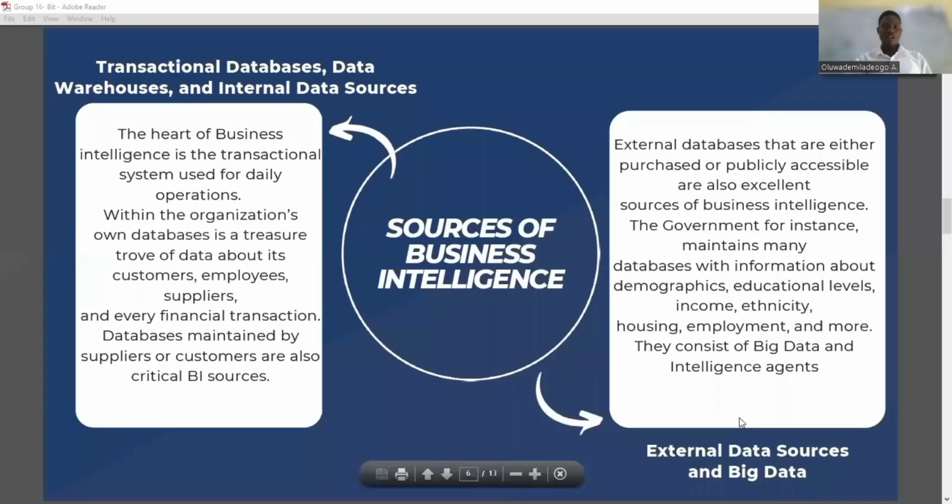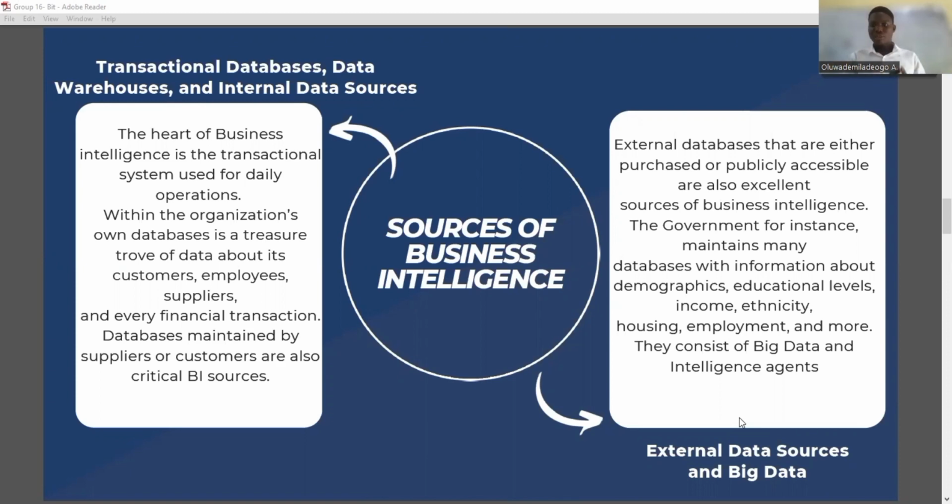One of the major problems of business intelligence is the amount of information from which decisions can be made. So we're going to be looking at sources of information for business intelligence. The first one is the transactional database, data warehouse, and the internal data source. This is the transactional system used for daily operations. It relates to every piece of information owned by the organization: information on customers, suppliers, employees, and every financial transaction, to be able to forecast or tell what's the next best step for the firm.